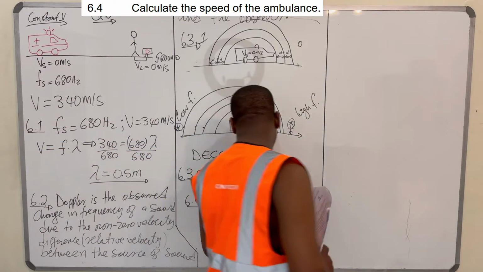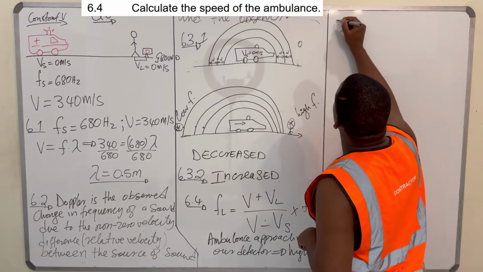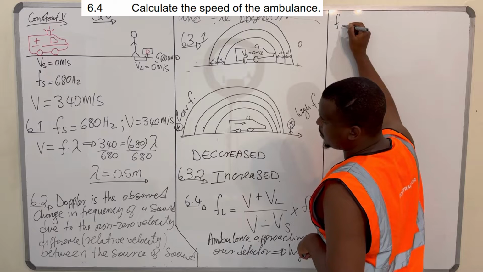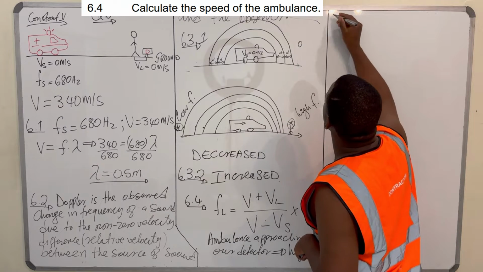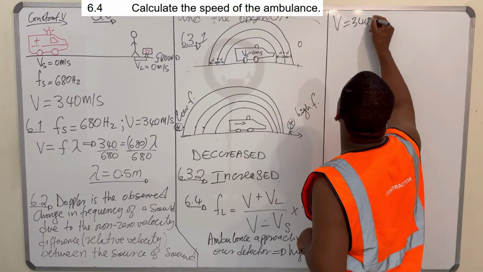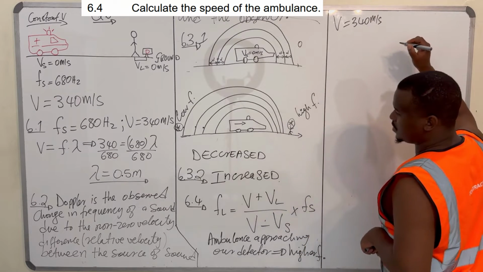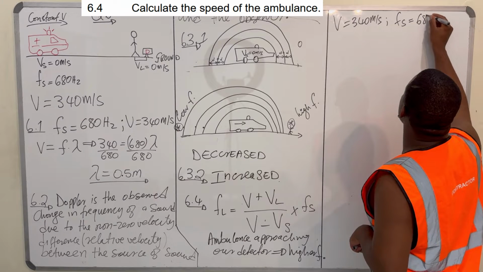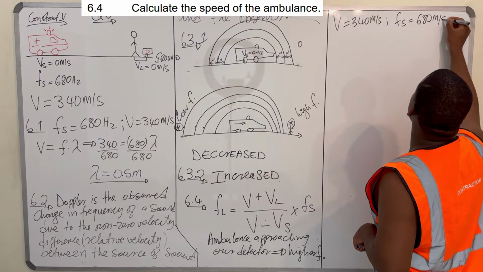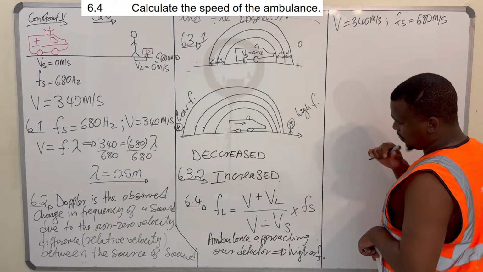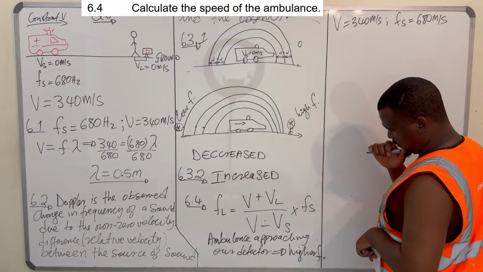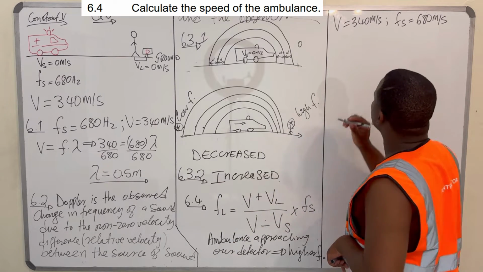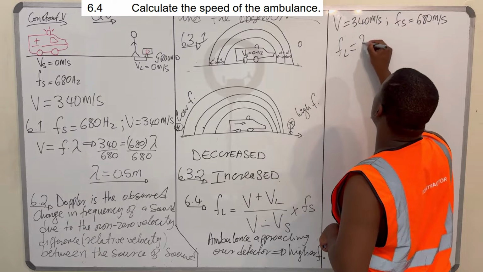So now what do we have? We have the frequency of a listener. Do we have it? Oh, actually, wait. We have the speed of sound in air to be 340 meters per second, right? What else do we have? We have the frequency of the source to be 680, right? What else? Do we have the frequency of a listener? No, we don't have the frequency of a listener.